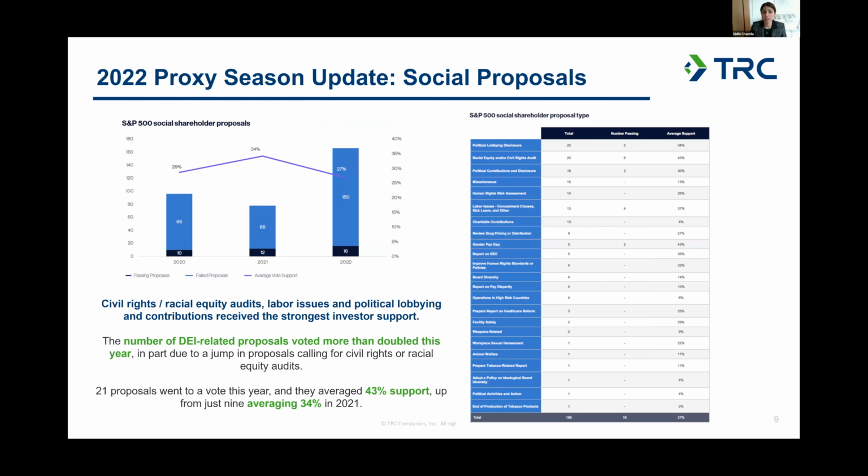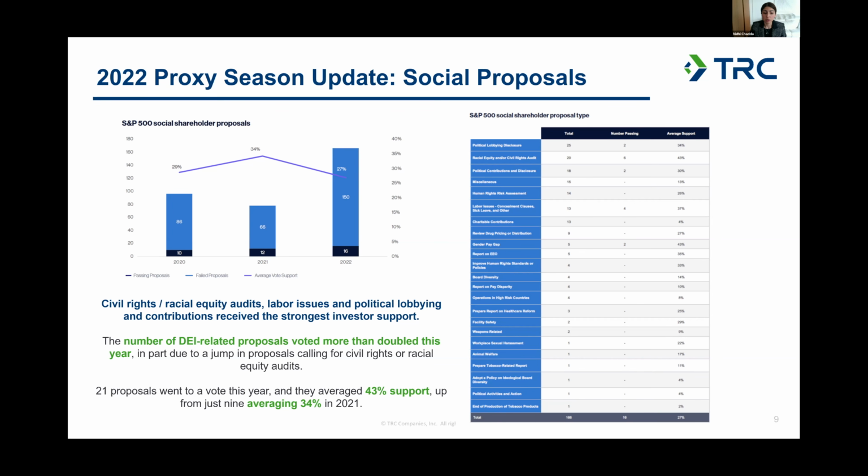Well, we continue to see the importance of these social factors just grow. Looking at the 2022 proxy season, we saw a significant uptick in social proposals, nearly doubled. In particular, we saw an uptick in certain areas, civil rights, racial equity audits, labor issues, political lobbying, and contributions as being top of mind. The chart on the right side shows the various areas across the shareholder proposal type where we've seen the greatest increase. And what's also been interesting is that the DEI-related proposals have also more than doubled this year.